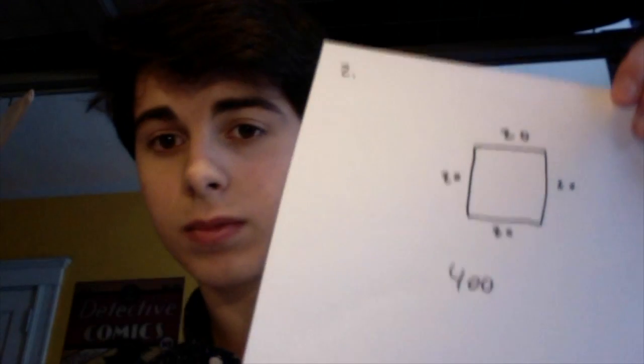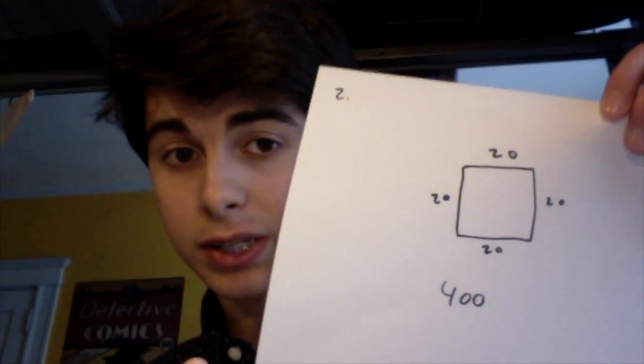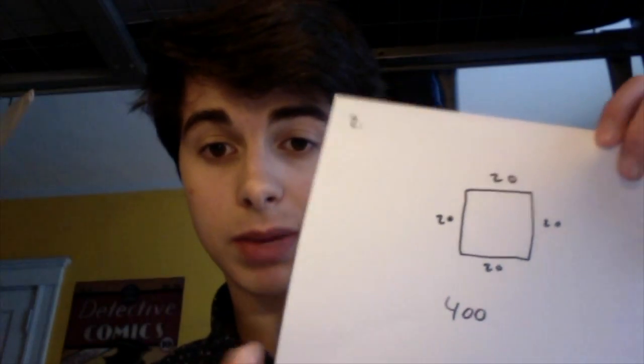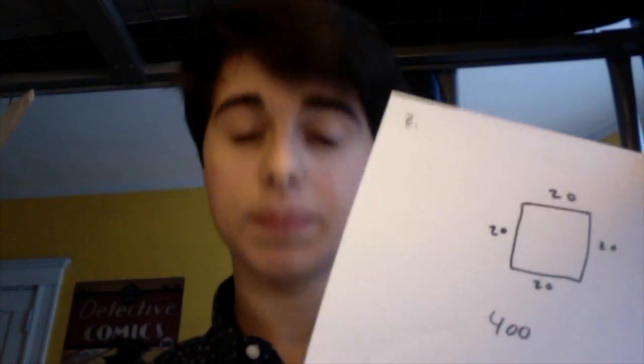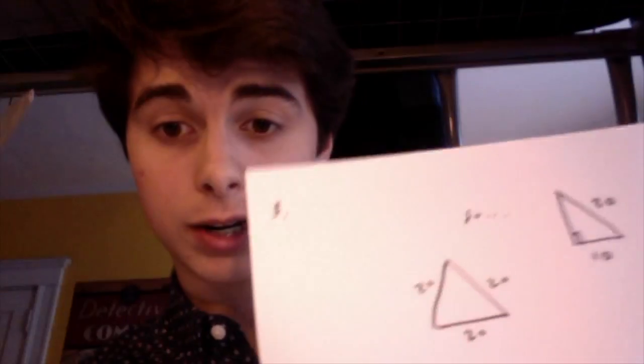So, bye-bye that. I decided, let's break this down into each individual part to make it easier. So, here's the square. This is the easiest part. 20 on all sides. The area is 400 because base times height, 20 times 20 is 400. Then, up next, we have the equilateral triangle, the part that gave me the most trouble.